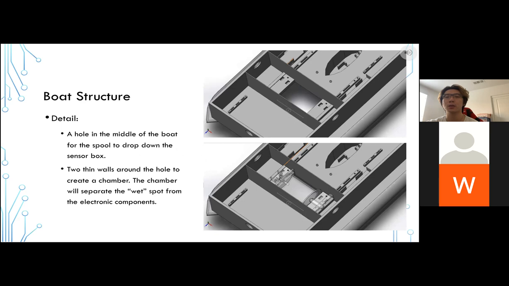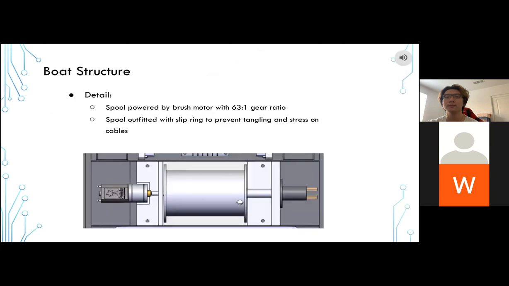Because of the catamaran structure, the hole will be above the water line such that water will not enter the boat. Around the hole, there are two thin walls to create a chamber, which will separate the wet spot from the electronic components. In particular, the spool will be powered by a brush motor with a 63:1 gear ratio, and it will also be outfitted with a slip ring to prevent tangling and stress on the cables.